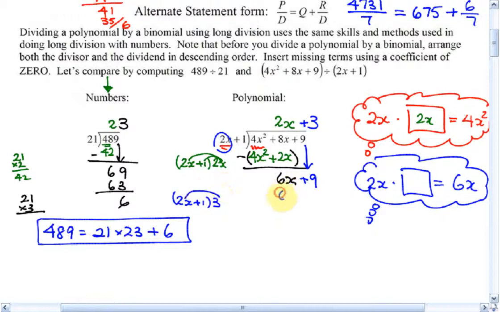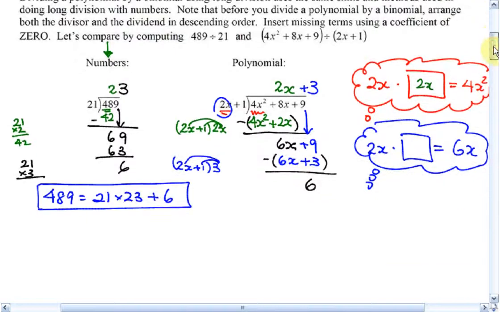2x times 3 is 6x. 3 times 1 is 3. And then the same process happens. I will subtract. So 6x minus 6x is 0. 9 minus 3 is 6. There you have it, dear friends. You've actually done your first polynomial division.